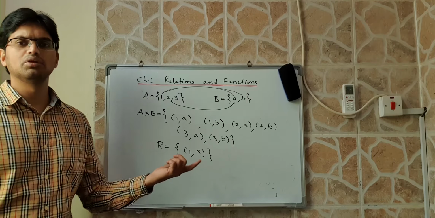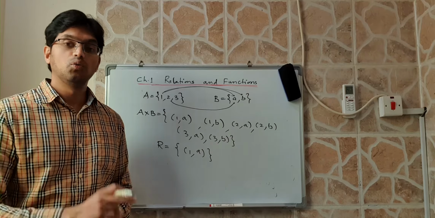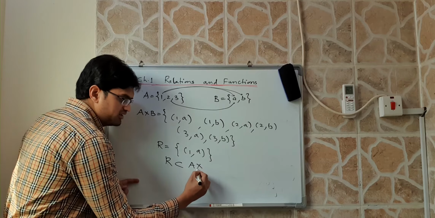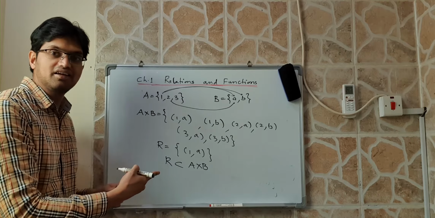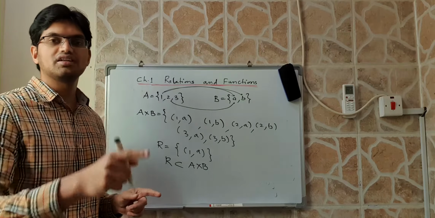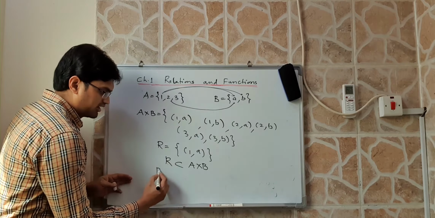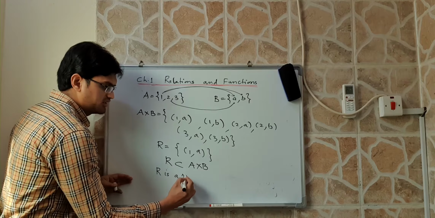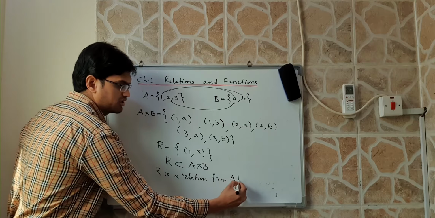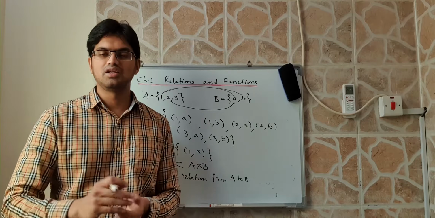I took a very simple one, (1, a). What do you understand from R? We can say that R is a subset of A cross B. Therefore, R is a relation from A to B.